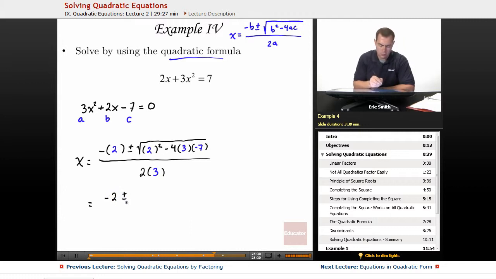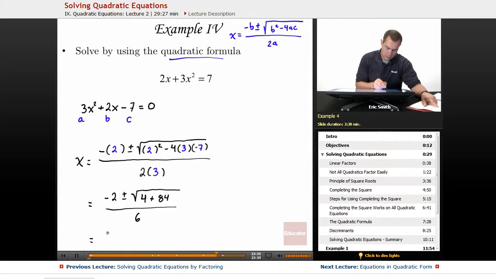So we have negative 2 plus or minus 2 squared would be 4. Now I have negative 4 times the 3 times a negative 7, so I have to really put all of those together. Let's see, what would that give me? I have 84 positive, all over 6. So negative 2 plus or minus the square root of 88 all over 6.